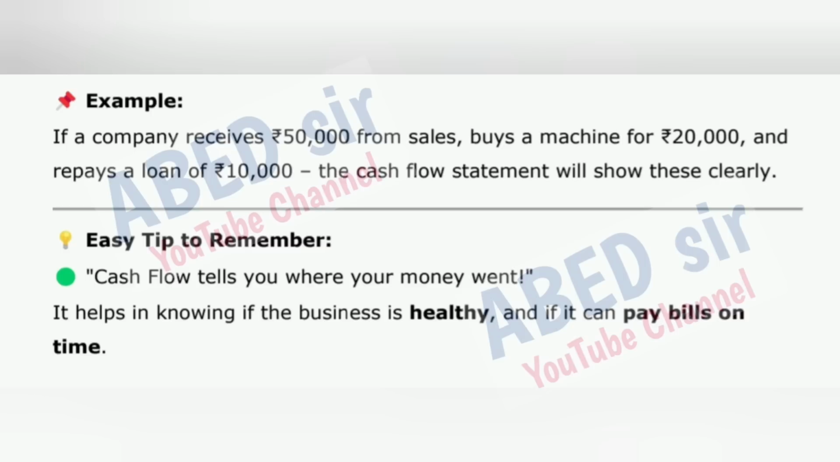Example, if a company receives 50,000 rupees from sales, buys a machine for 20,000 rupees and repays a loan of 10,000 rupees, the cash flow statement will show these clearly. Easy tip to remember. Cash flow tells you where your money went. It helps in knowing if the business is healthy and if it can pay bills on time.